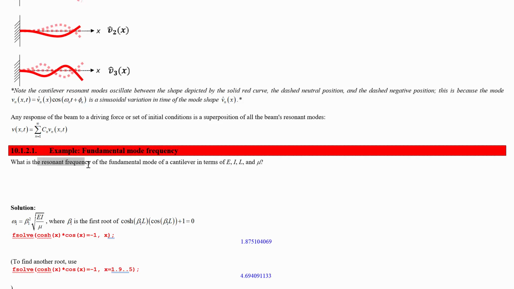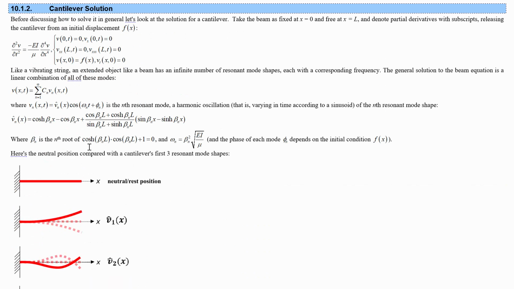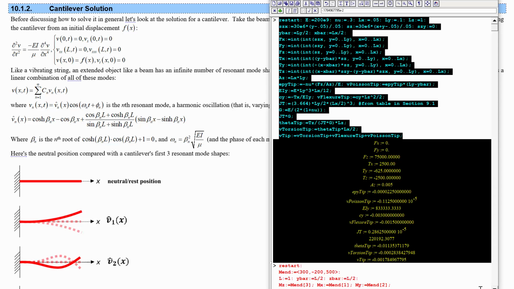Let's find out what the fundamental resonant frequency is, that is the resonant frequency of the fundamental mode of the cantilever in terms of E, I, L, and mu. Well, we know that the resonant modes of the cantilever are going to be oscillating according to this shape, where the beta n are the roots of this equation. Beta n is the nth root of this equation. So let's plot this versus L.